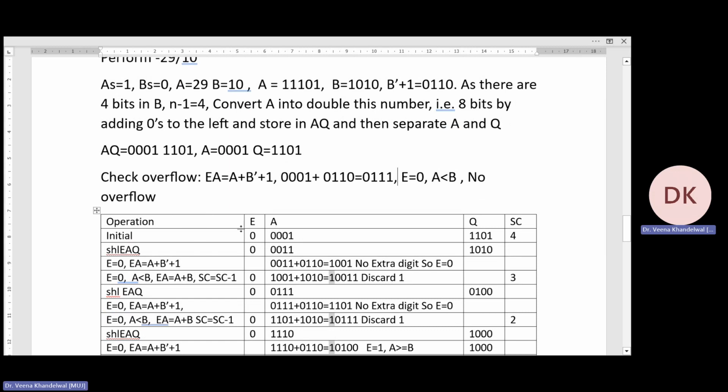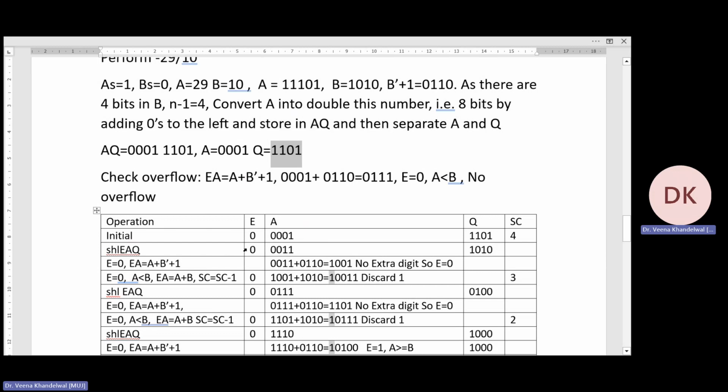So first of all, we initialize E, A, Q and SC as seen previously. We initialize E with 0. A is 0001. Q is 1101. And the sequence counter is n minus 1, which is equal to 4. First of all, as we had seen previously, we perform shift left. When we perform shift left, this 0 is moved here. Then what is remaining? 001. And this 1 from Q is shifted to the left. Then here what is remaining? 101. And we add an extra 0 at the end.